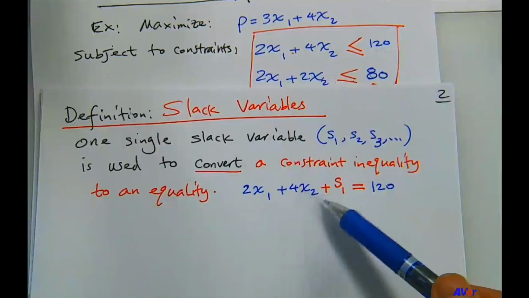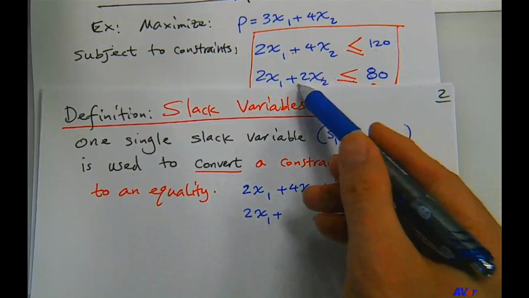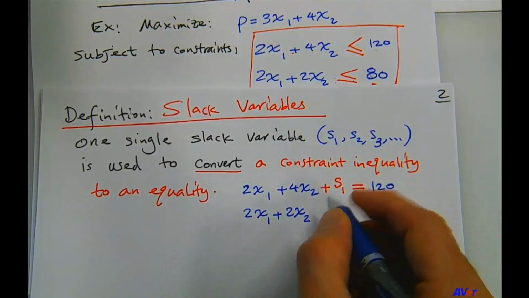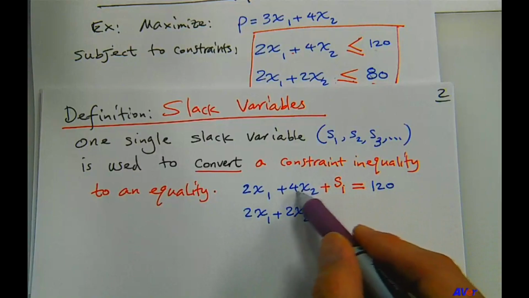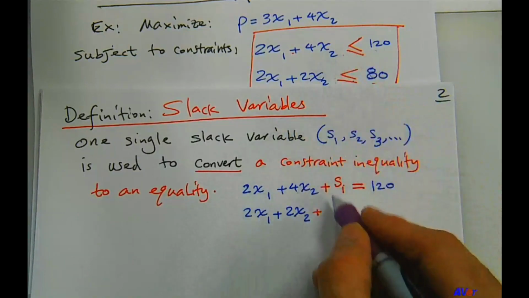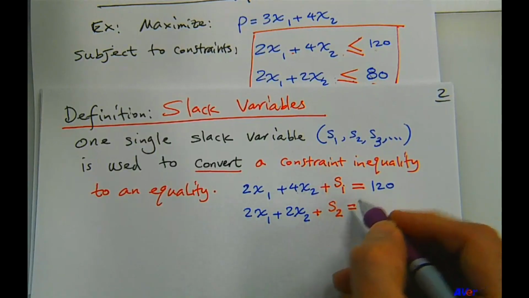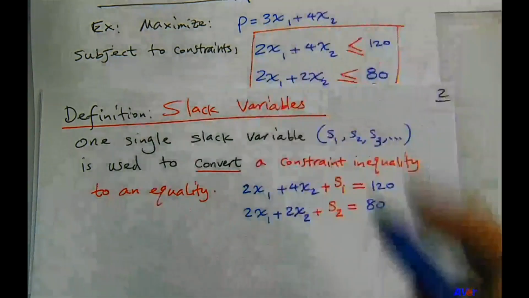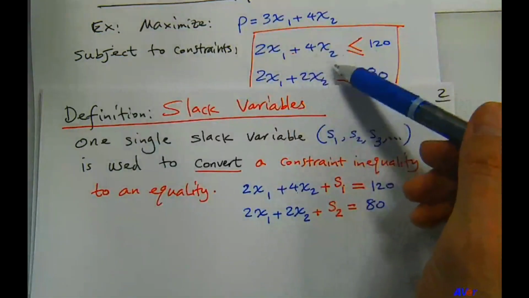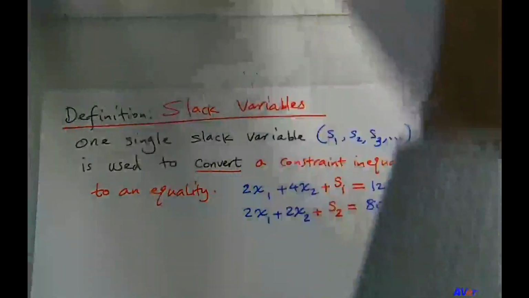Let's convert the second inequality to an equality. We have 2x1 plus 2x2 plus s2 equals 80. s1 is already used up to convert the first inequality to an equality, so we need a second slack variable, s2. That's how it works, and that's why we need slack variables. Before this, these coefficients we could not use in a matrix. Now we can, and you'll see how that is done a few minutes later.